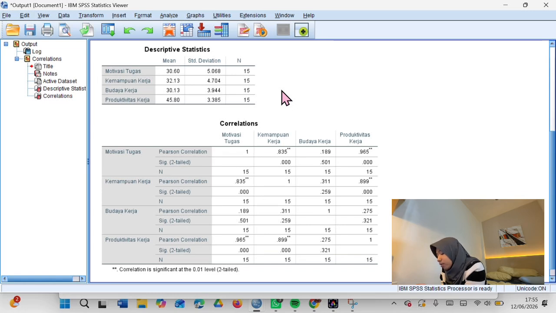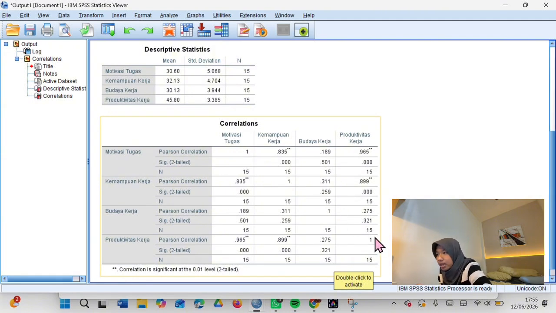The work culture variable has a mean value of 30,13 and a standard deviation of 3,944. Meanwhile, work productivity has a mean value of 45,80 and a standard deviation of 3,385. The results indicate that each variable has a different level of variation among respondents. The standard deviation describes how spread out the data is around the mean value.